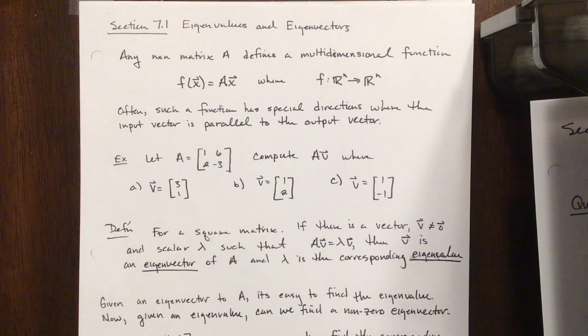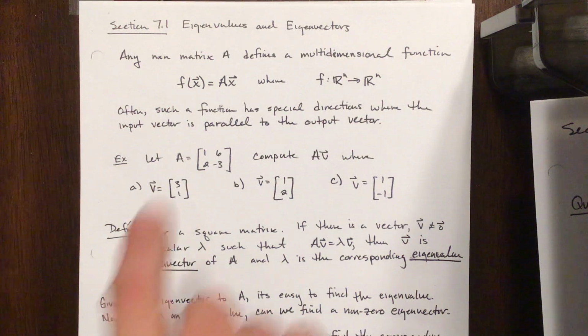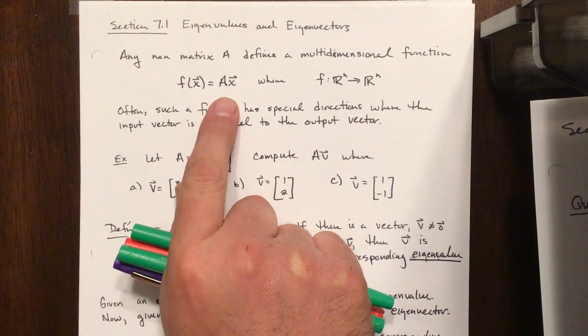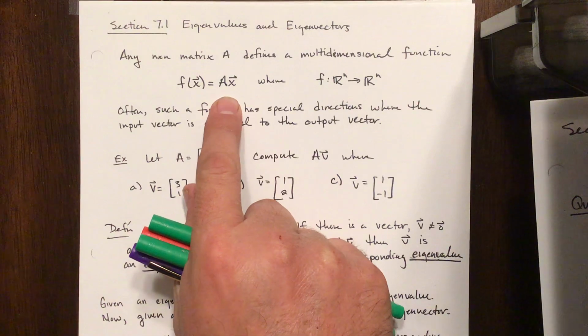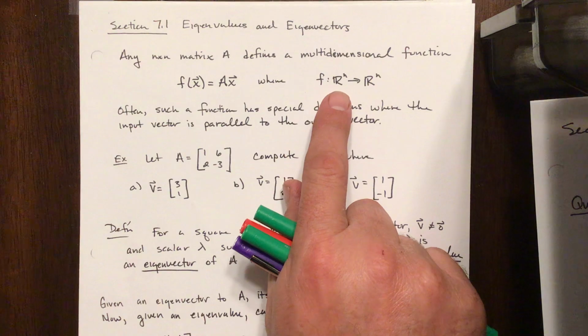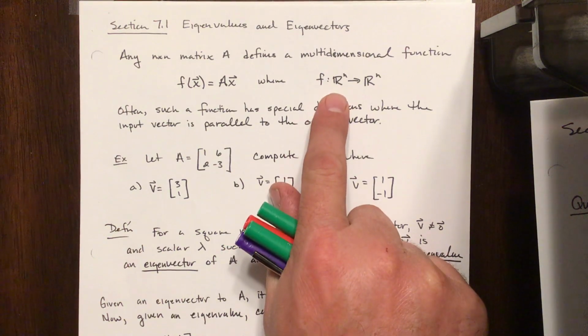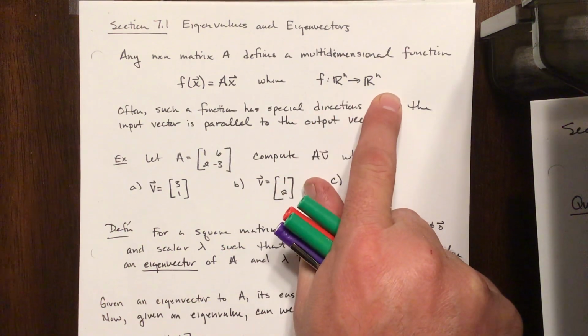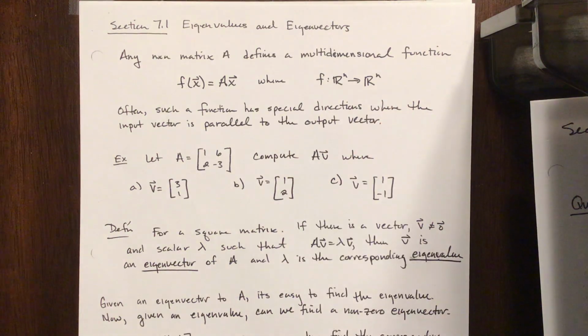Okay, so the way we want to look at eigenvalues and eigenvectors is first think of A as a multidimensional function. That means you take a vector x, you apply it to A, and you output A times x, where as long as A is a square matrix, then you're taking a vector from Rn to Rn. Now, often such functions have special directions where the input vector is parallel to the output vector. That's what we're going to focus on today.